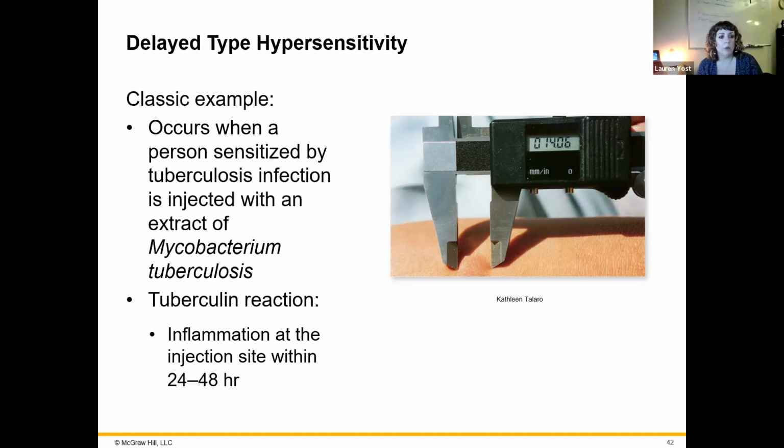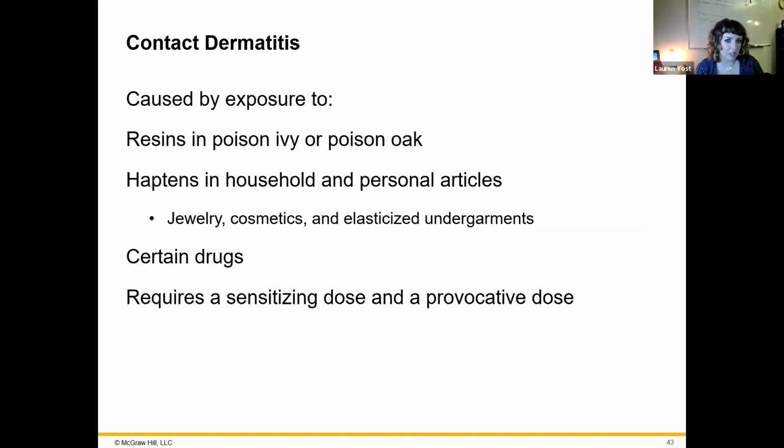So a classic example is whenever we give you that PPD injection in the skin to check for tuberculosis. They inject it, and they have you come back in 24 to 48 hours to look at the inflammation, because within that time you should have had an inflammatory response if you had been exposed and reacted to Mycobacterium tuberculosis. That is a cell-mediated delayed type hypersensitivity response if you do have that. Okay, so that can happen with other microbes as well, by the way. It's not only going to be tuberculosis.